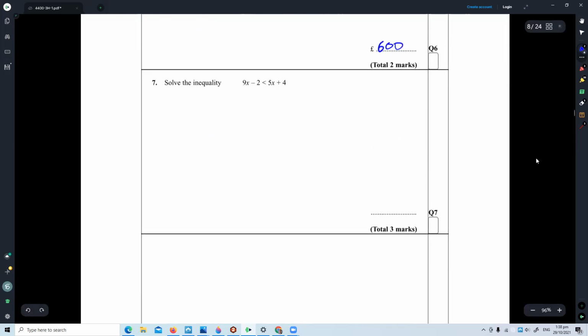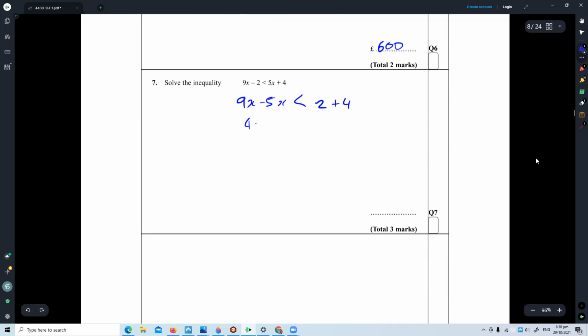Solve the inequality 9x minus 2 smaller than 5x plus 4. Okay, well, what I could do here is I could say I move the 5x to the left and the negative 2 to the right. I just have to be a bit careful with the less than sign. It's exactly the same as an equation, but if I multiply or divide by -1, I need to change the sign of the inequality. This is not going to happen here. So I do 9x minus 5x is smaller than 2 plus 4.